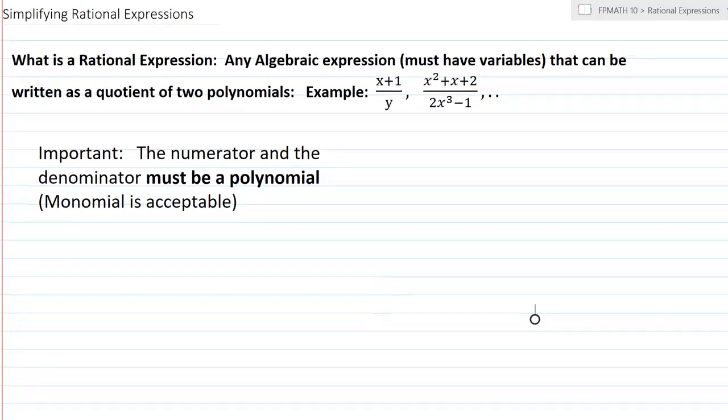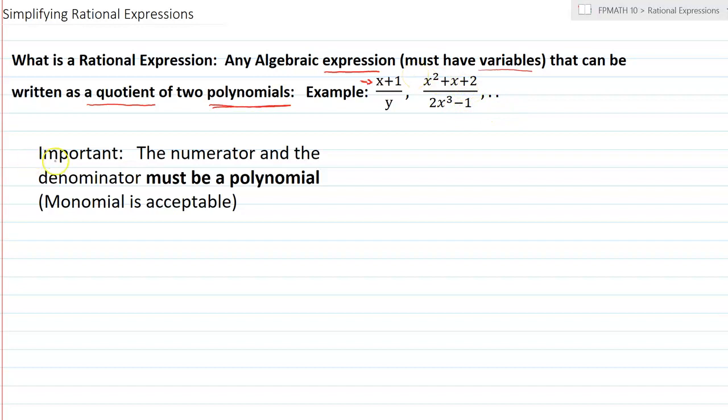First, what is a rational expression? Well, it's an algebraic expression, so that means it has to have variables in it, that can be written as a quotient. Now this word basically means a fraction, with a numerator and a denominator of two polynomials. That is a crucial part. So you're writing a fraction, but the numerator will have a polynomial like x plus 1, and the denominator has a polynomial, in this case a monomial. That's acceptable. Or some other ones, x squared plus x plus 2 divided by 2x cubed minus 1. So these are all examples of polynomials.